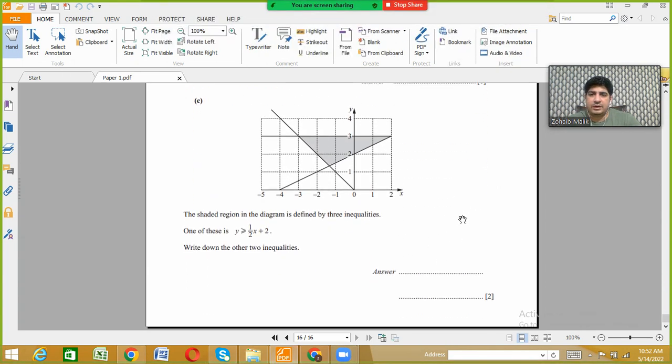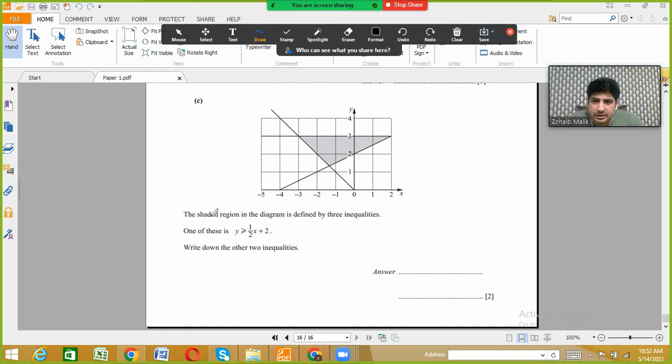So now here I can see the last question. So here the shaded region in the diagram is defined by three inequalities. One of these is y is greater than or equal to 1 by 2x plus 2, which definitely has a positive gradient, and the y-intercept is 2, is this line. Now we have to write down the other two inequalities. So first of all, we are supposed to find their equations. This is a horizontal line, which is always y is equal to the number where it is intersecting, 3. And for this one, I need to do some work.